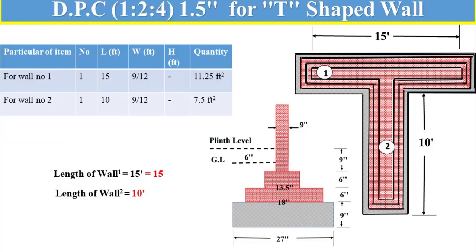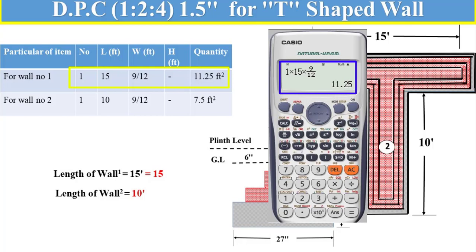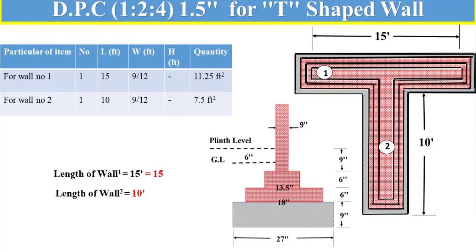For the quantity of damp proof course DPC at plinth level for wall number 1, the length for DPC for wall number 1 is 15 feet. The width for DPC is 9 inches. So the total quantity of DPC for wall number 1 is 15 multiply 9 divided by 12, which is equal to 11.25 square feet.